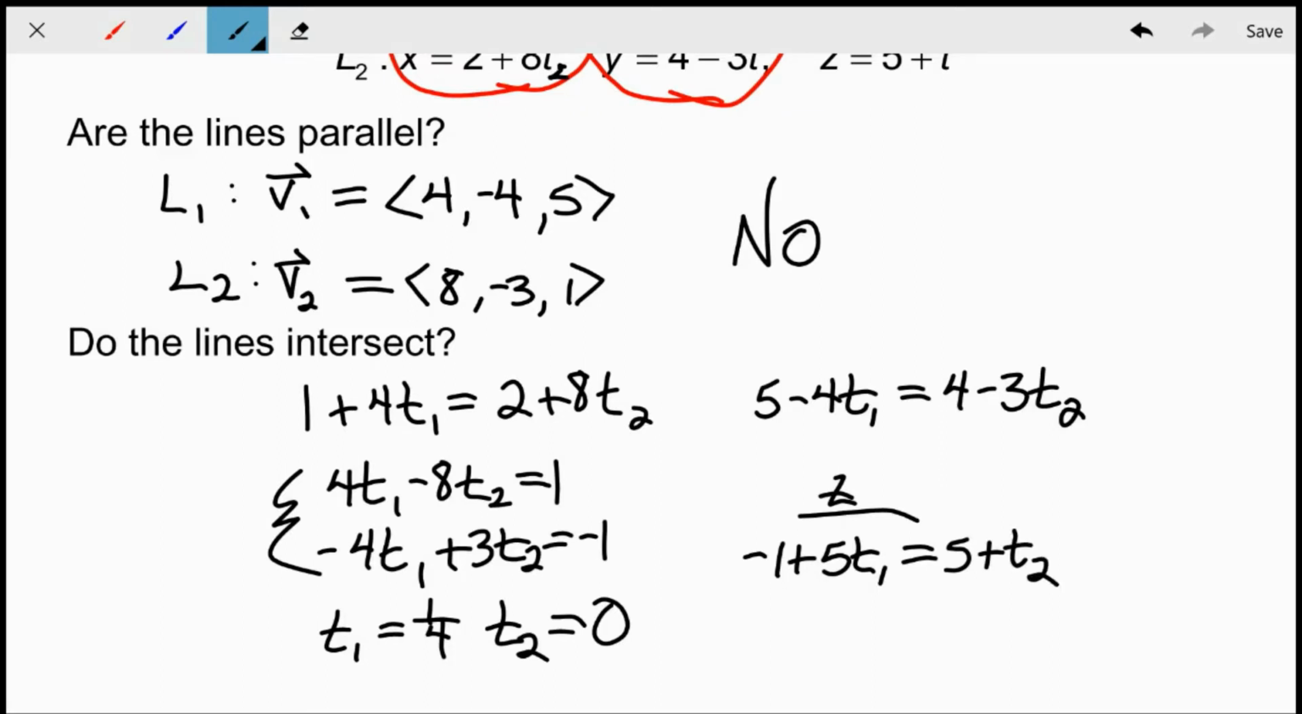Well, I know what t1 and t2 are. So here I would have negative 1 plus 5/4. And if these are going to intersect, that should be equal to 5 plus 0. Okay, so you can see that that's not the case. Those are not equal. So do the lines intersect? The answer would be no, they don't intersect. So I would say no, and that's because the lines are skew.